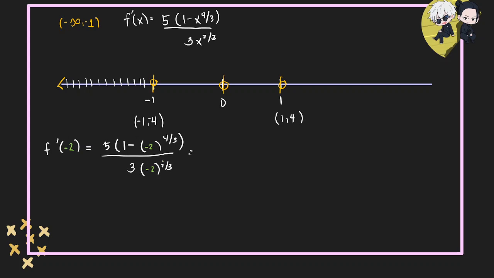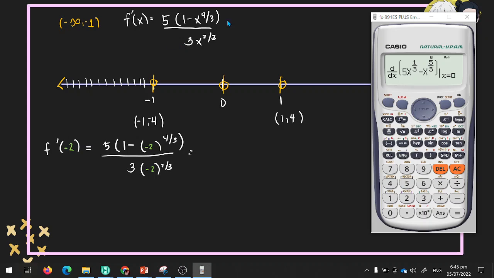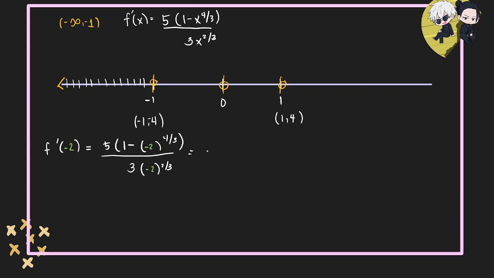Bakit negative 2, sir? Kasi nga, ito yung nasa left ng negative 1. Titingnan natin kung siya ba ay increasing or decreasing. Para malaman yun, substitute natin yung test point natin dun sa first derivative. So substituting negative 2, kasi itong function na to, i-derive niya na yung ating original function. Pag sinubstitute natin, ang sagot ay negative 1.59. So, therefore, the answer here is negative. That's why this is decreasing.